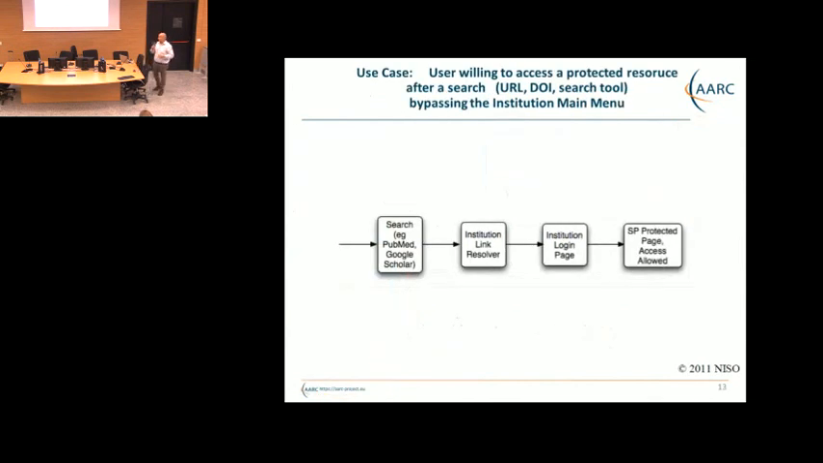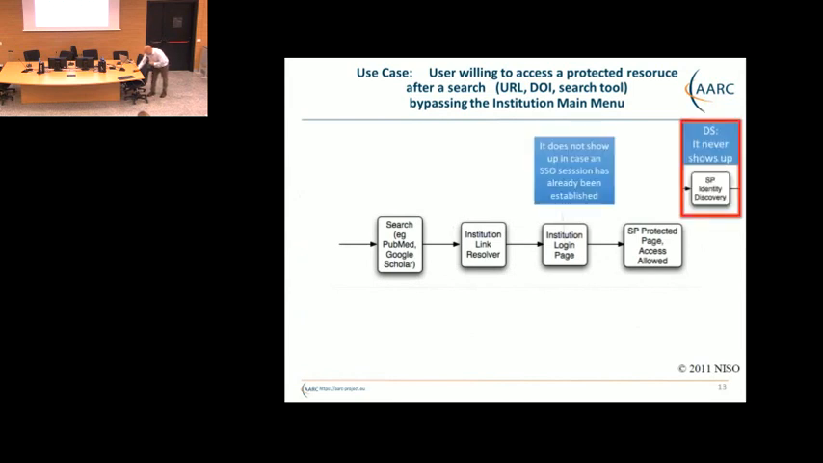Another use case is a user willing to access resources after a search. They don't go through the main page of the library. They do a search and get a list of digital object identifiers or URLs, but they don't know a priori if the DOI will be accessible for them, whether the library has subscribed to that resource or not. So essentially, here we need an institutional link resolver, which translates the URL into the deep link, which will entitle the user to access the resources and will tell the provider who the user is and where he's accessing from.